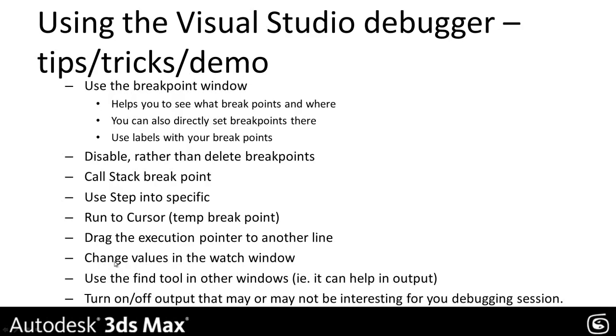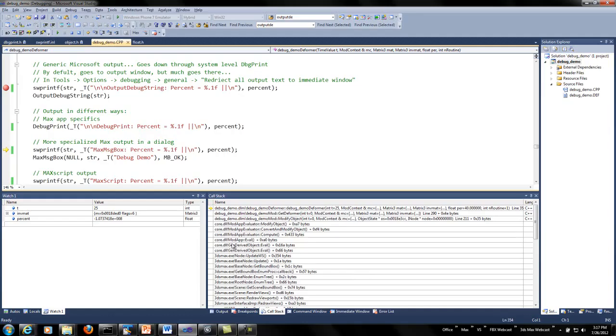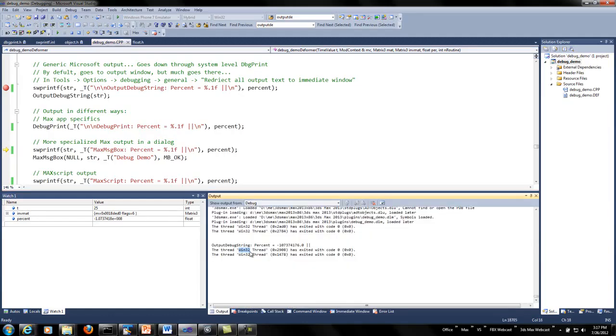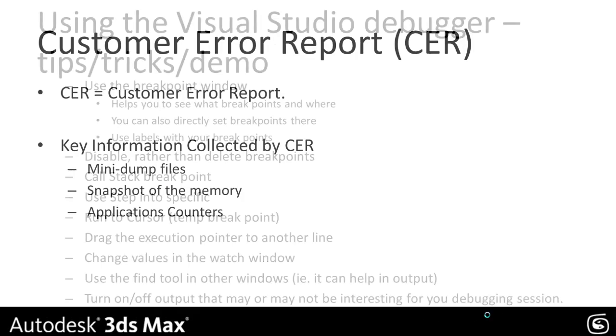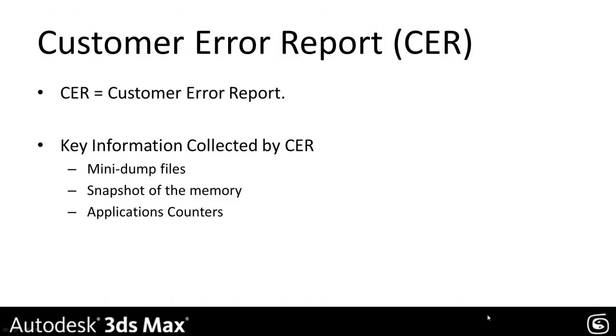Change values in the watch window, we looked at that. You can use the find tool in other windows as well. So if you're, let's say, looking for something in the output window, when you say find, if your cursor is in this, it will search this window rather than your source window. And then also remember to turn on or off output that might or might not be interesting. Okay, so that brings us into this customer error report topic.